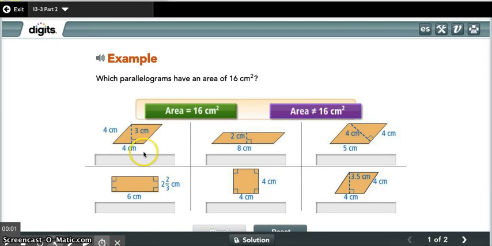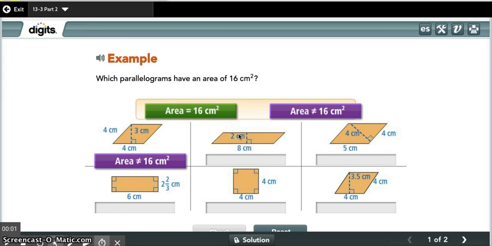Hopefully you said no, because the base is 4 and the height is 3. This is the height. It forms a 90-degree angle. So 4 times 3 is 12. So this is not going to form a parallelogram with an area of 16 square centimeters. Let's look at this one.